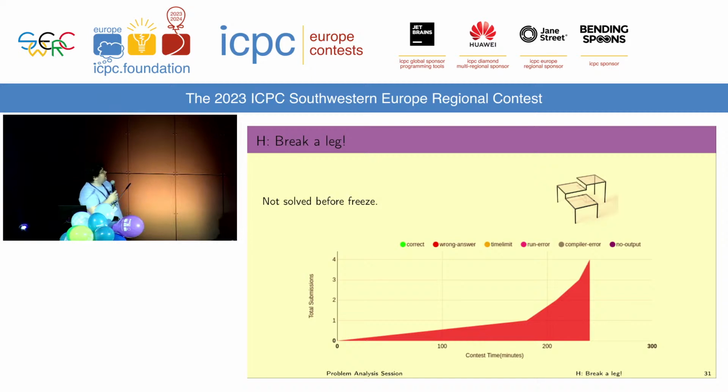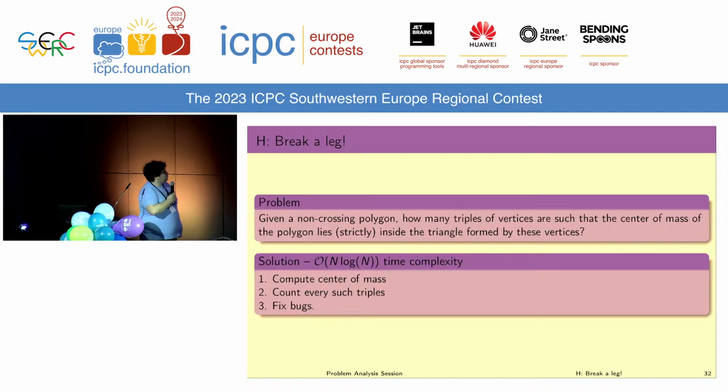Okay, so the next problem is Break a Leg, the infamous geometry problem, and it was not solved before freeze. As you can see, there have been quite a few submissions. To solve this problem, we do it in 3 steps, which are equally important. The problem consisted in, given a non-crossing polygon, counting how many triples of vertices were such that the center of mass of the polygon lies strictly inside the triangle which these vertices form.